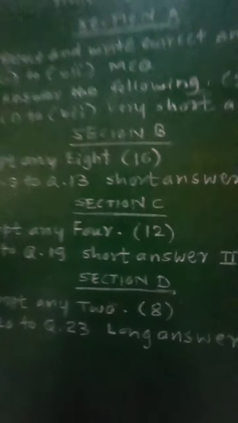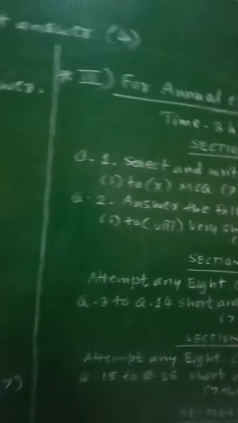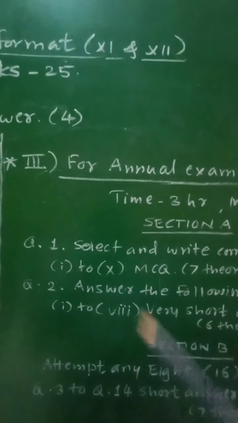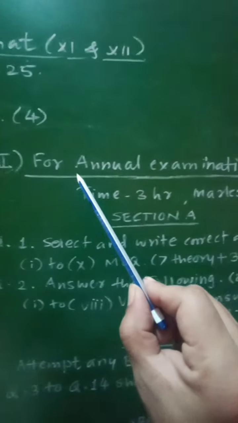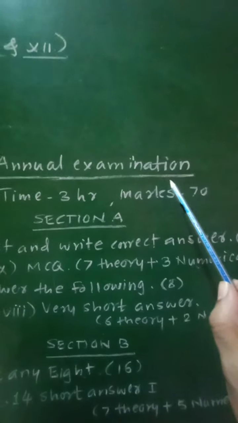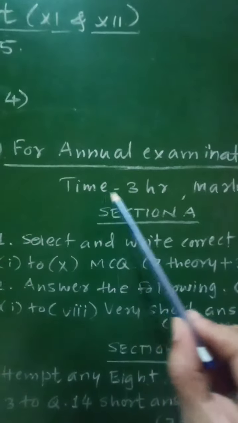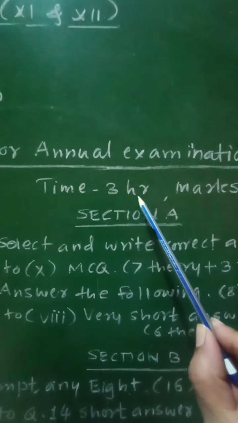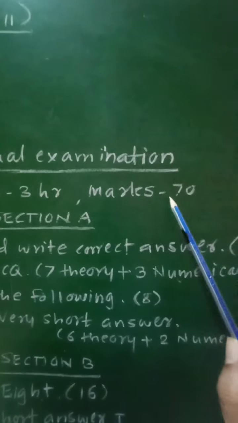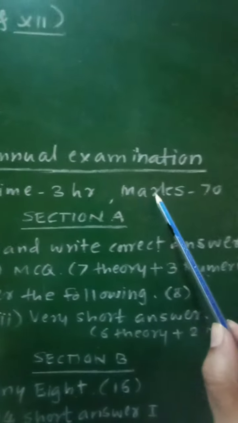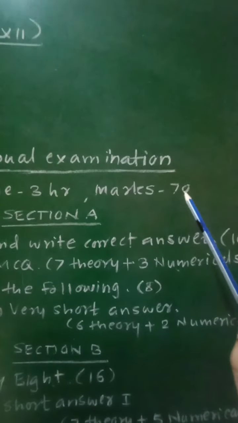Now let us see the next format for the question paper, that is for the annual examination or second semester examination. For the annual examination, that is the final examination, the duration of the paper will be 3 hours and marks will be equal to 70. So 3 hours duration will be there, and it will carry 70 marks.